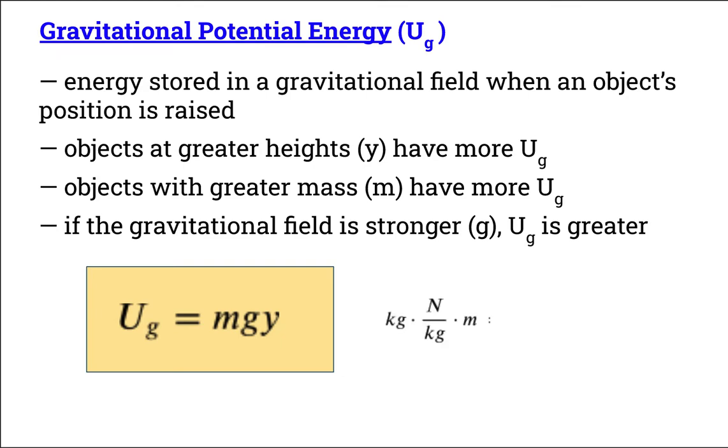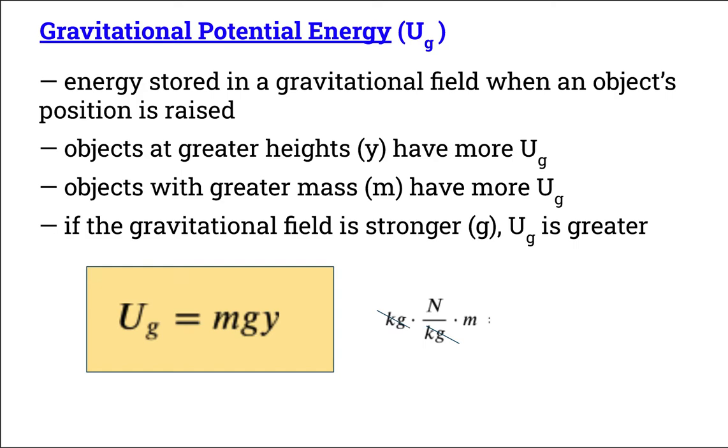Now, the units for potential energy are, in fact, the same as the units for kinetic energy. It's a joule. Let's see why that is. If we plug in standard units into this formula, we would be taking kilograms for mass, newtons per kilogram for little g, and meters for y. You can see that the kilograms cancels out and we're left with newtons times meters.